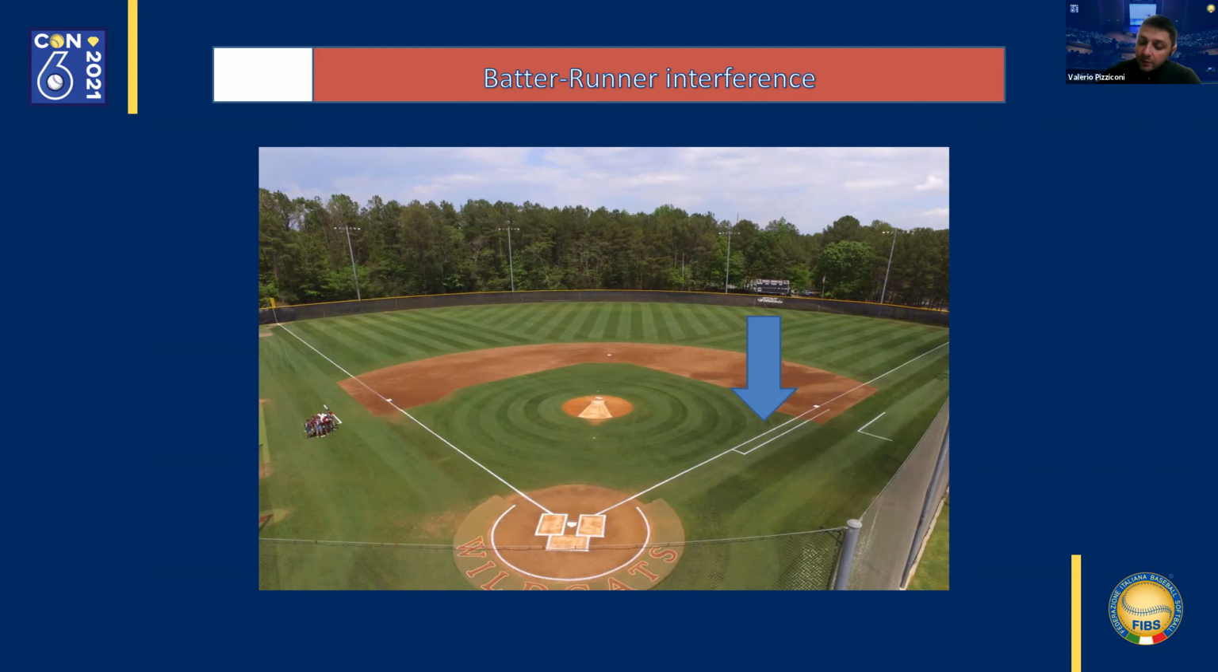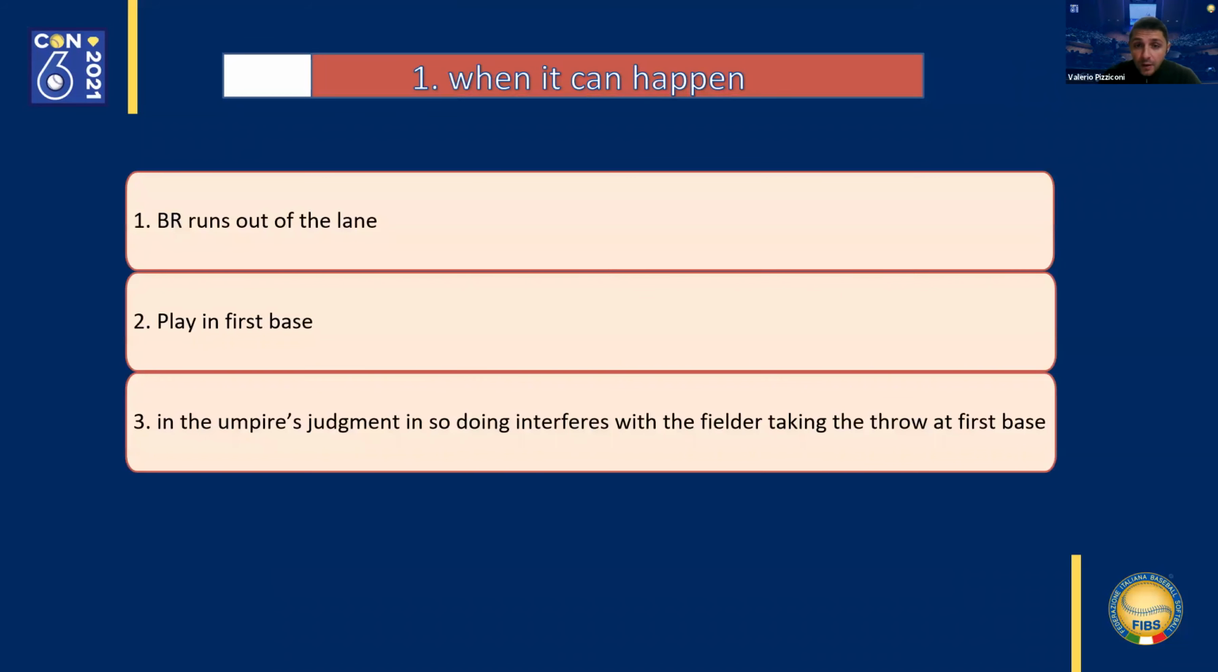Another concept to take note of is that the batter runner is permitted to stray from this line only in the case of avoiding a fielder, a first baseman or pitcher, who is attempting to tag them out as they make their way to first base and attempt to reach safely.